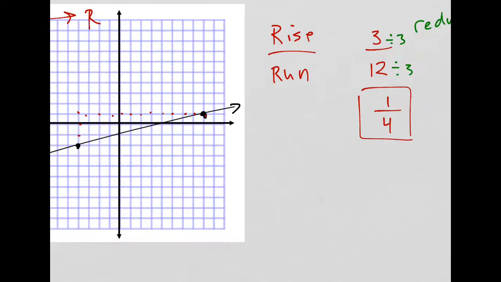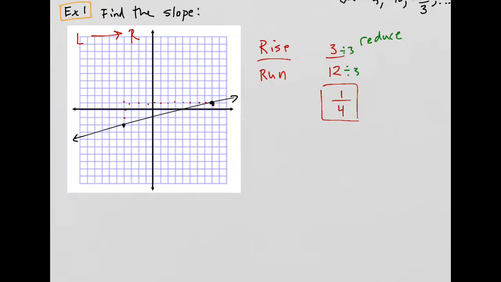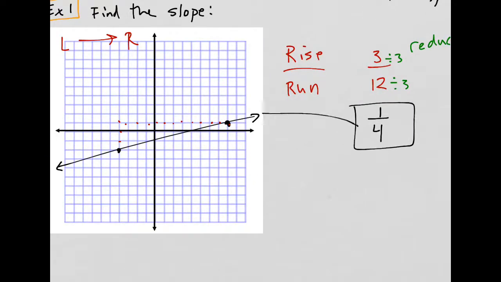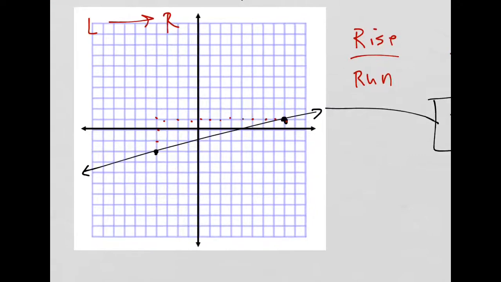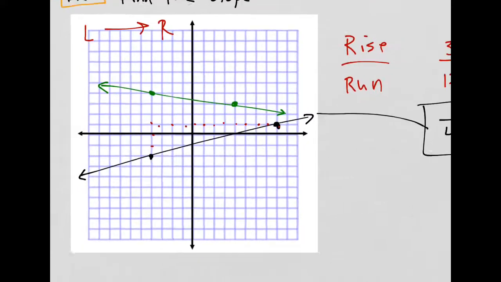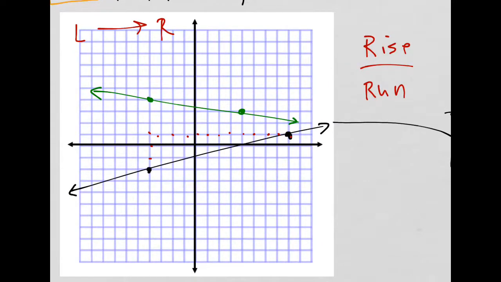It's just you have to be thinking, okay, rise is on the top, that's vertical, and then run is horizontal. So hopefully that makes sense. There you go. I'm going to write it in black because I'm going to do some different lines on this as well. For this green line, again, I'm just going to count the rise over run, starting from the left side.